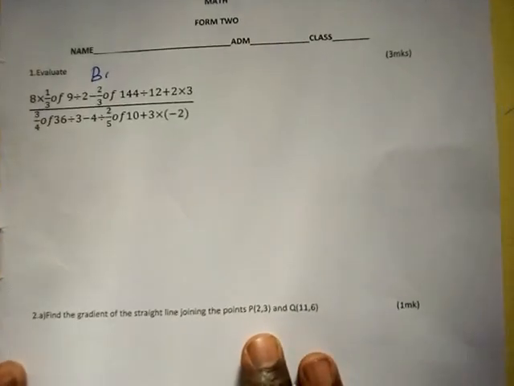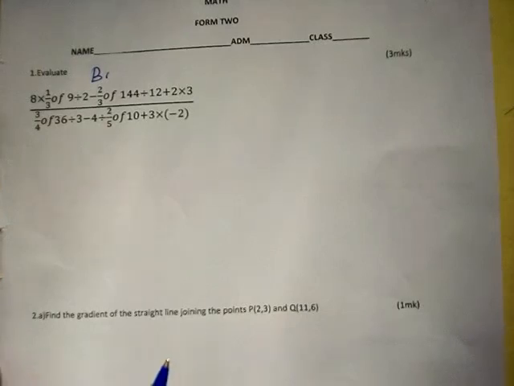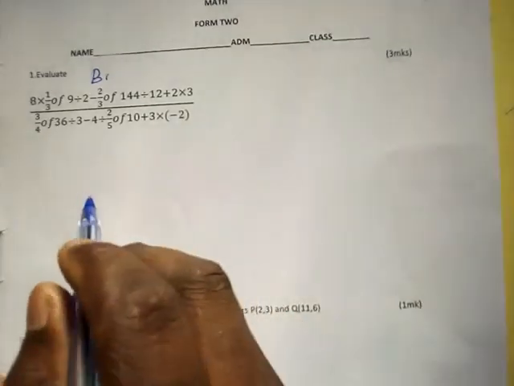Welcome. This is a mathematics revision from Form 1 to 4. This one from Form 1 can revise Form 2, Form 3 or Form 4. It is a general revision. So let us start with number 1.